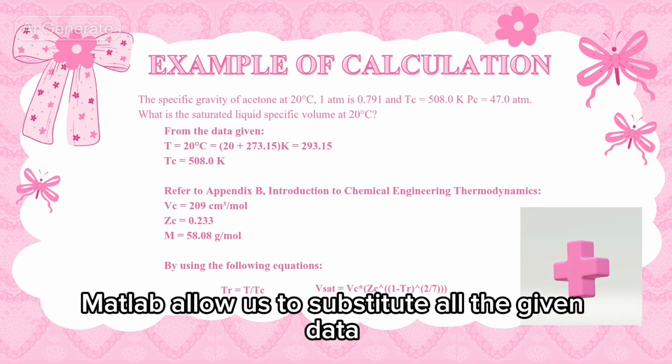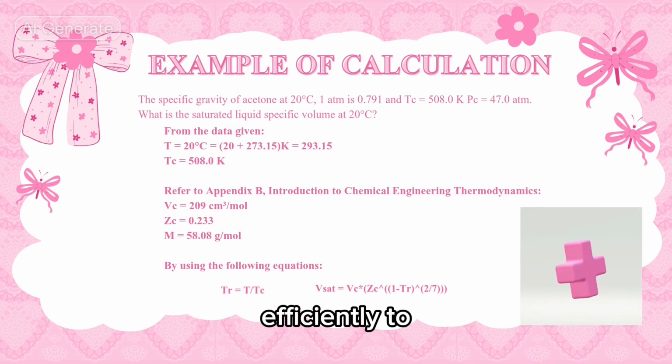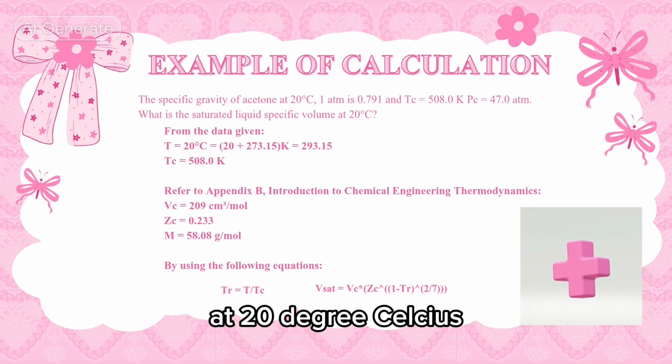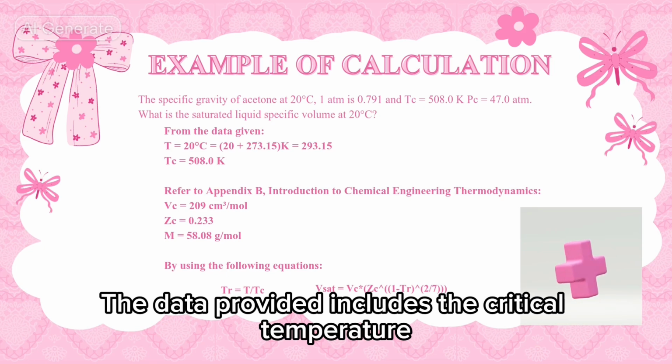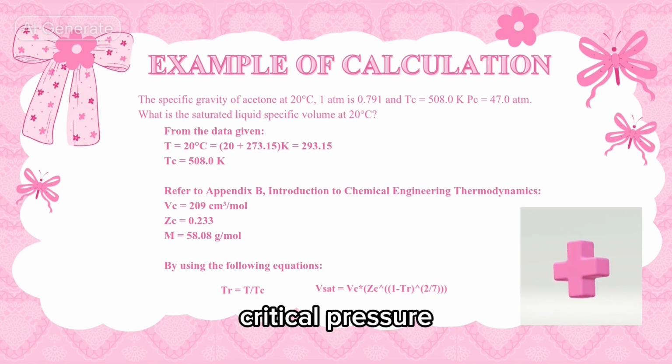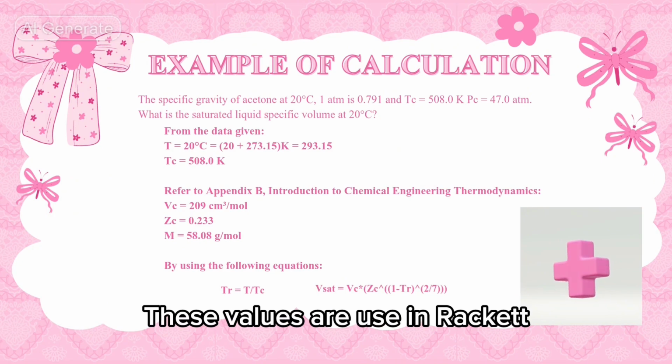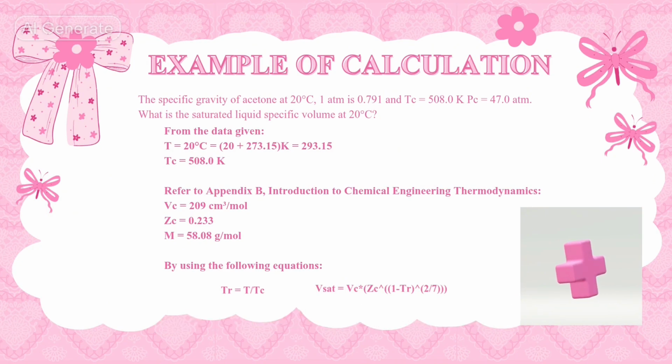To substitute all the given data and apply the equation efficiently to find the required property. Here, we aim to determine the saturated liquid specific volume of acetone at 20 degrees Celsius. The data provided includes the critical temperature, critical pressure, and specific gravity of acetone. These values are used in the Reckitt equation to calculate the result.